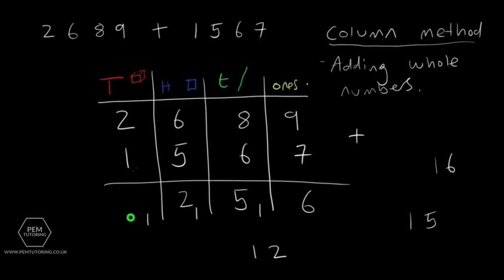So now we add the thousands. So we have 2,000 plus 1,000 plus the extra 1,000 we carried. That is going to give us 4 in total, because we have 2 plus 1, which is 3, plus the extra 1,000. That gives us 4. And that is the answer.